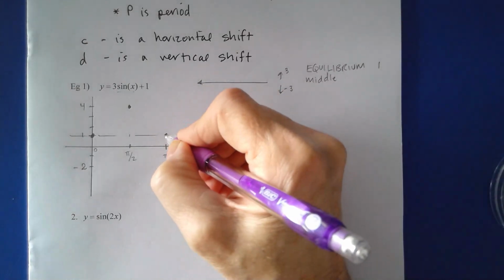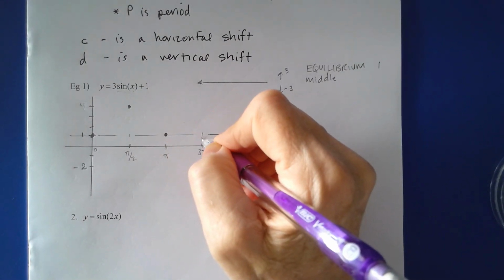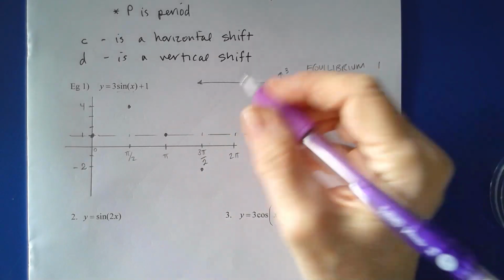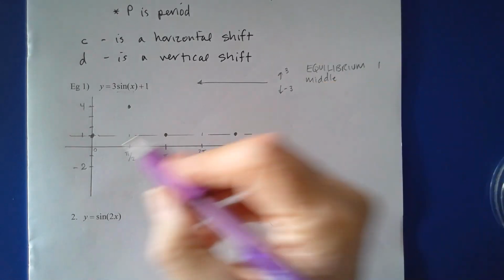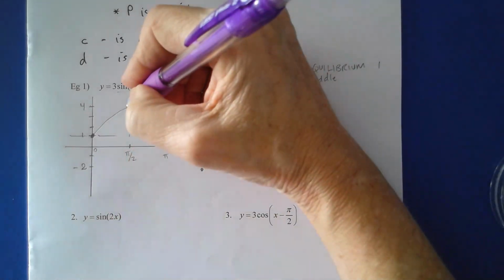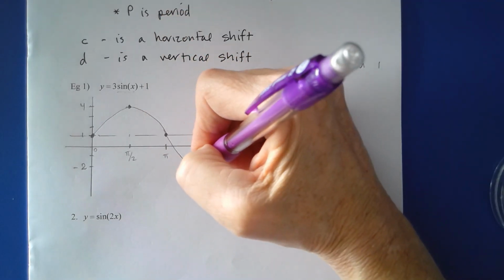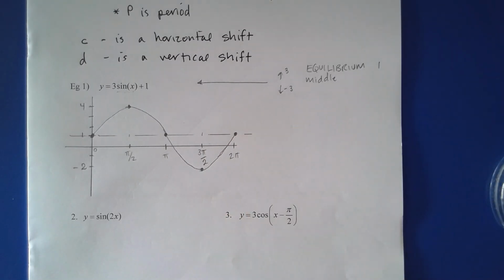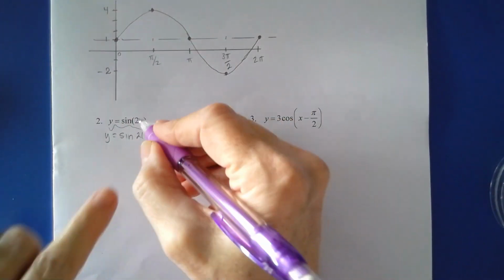Then I go back down, it looks exactly the same. I go back down to equilibrium. Then I go back down here. And then up to equilibrium. So it's the exact same graph. It's just shifted. So when we start this, we go, okay, that's the only thing that changed.